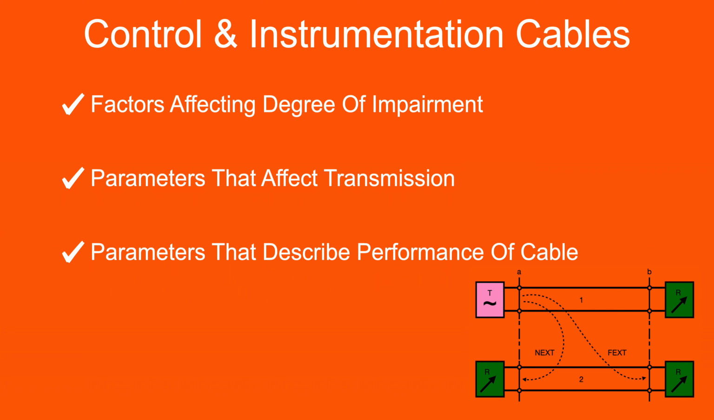Now let us discuss what causes distortion of signals, or the primary parameters which affect the transmission. These are resistance, mutual capacitance, inductance, and conductance.